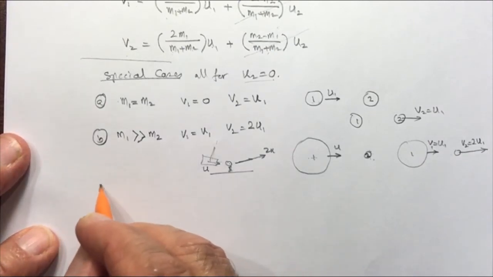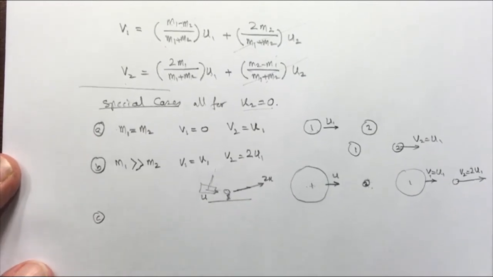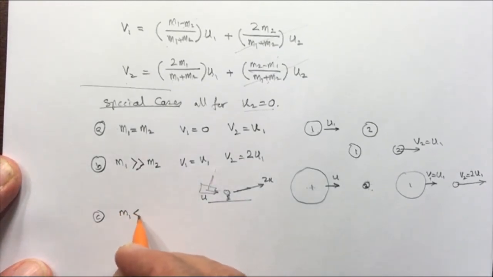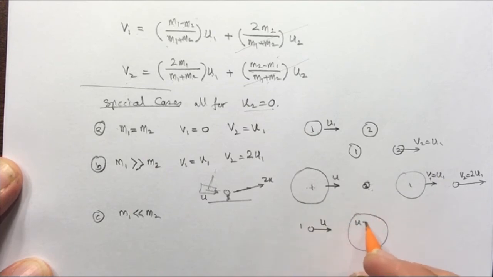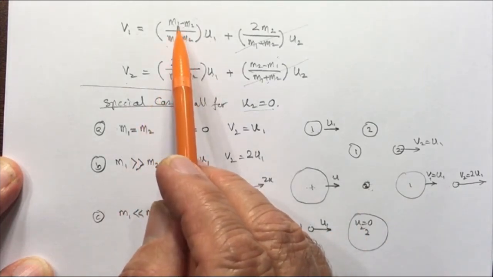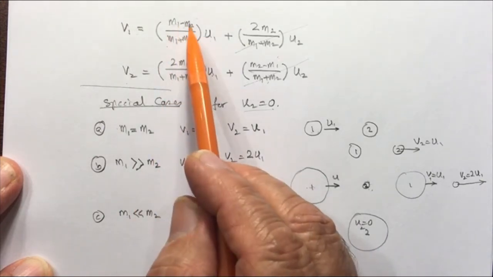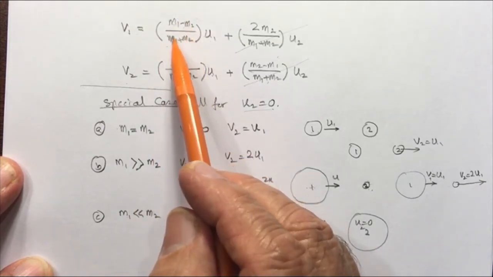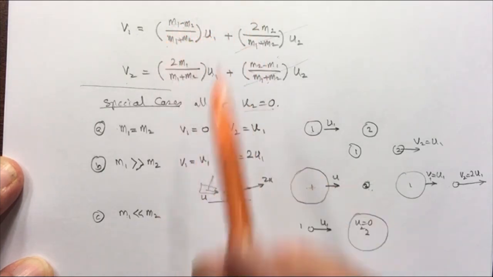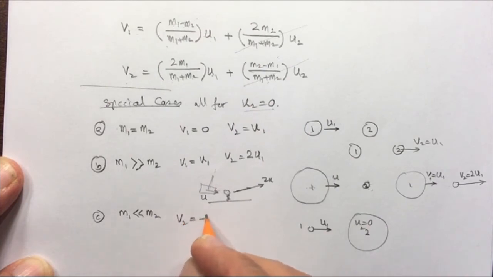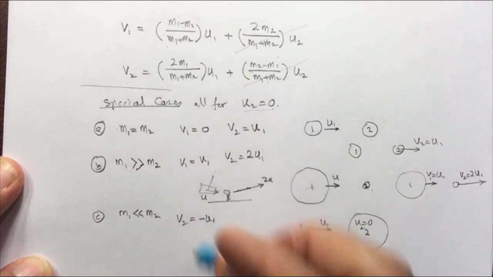Now, the third condition is when m1 is much smaller than m2. So you have a tiny object going at a speed u1, that's number 1, and hitting a big object, which is stationary. So if m1 is much smaller than m2, we can ignore m1 compared to m2. This can be ignored. We'll have minus m2 and plus m2, so this is minus 1. So v1 is minus u1.